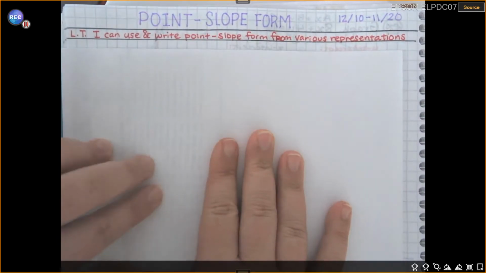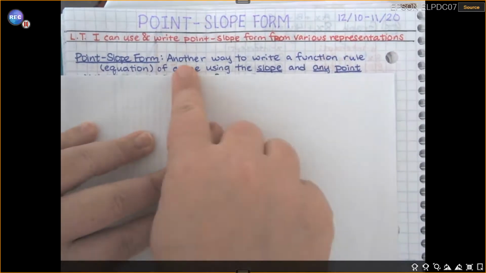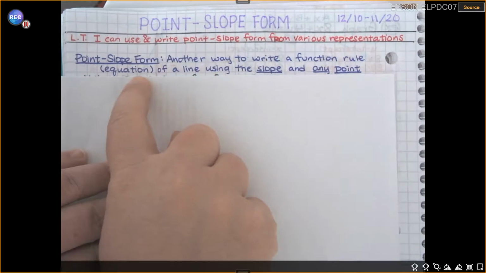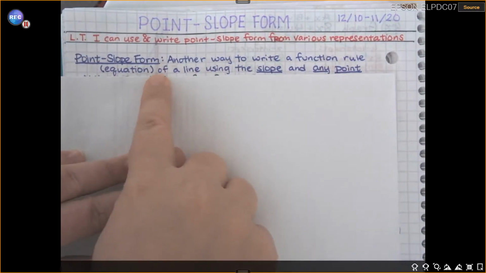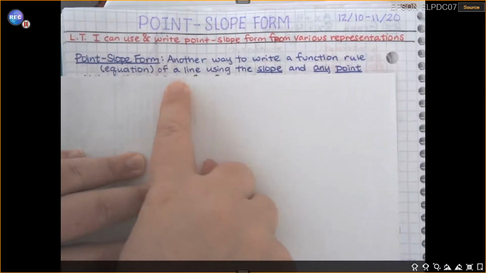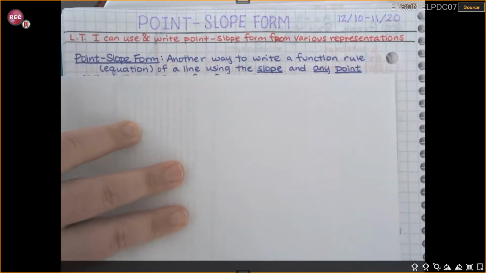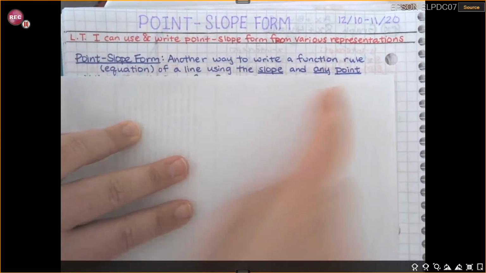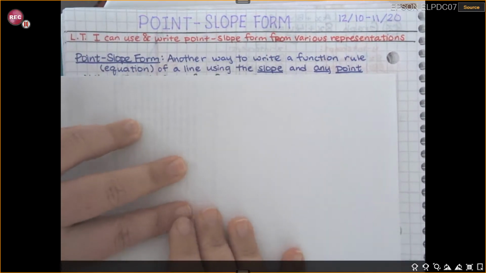Okay? So firstly, what is point slope form? As I mentioned before, it's another way to write a function rule, and function rule is just another way to say equation of a function, right? Specifically for a function, and of a line. So specifically the function that's a line. We've been dealing with only lines because everything has been linear, using the slope and any point, which is nice because before we had to use exactly that special point called the y-intercept.